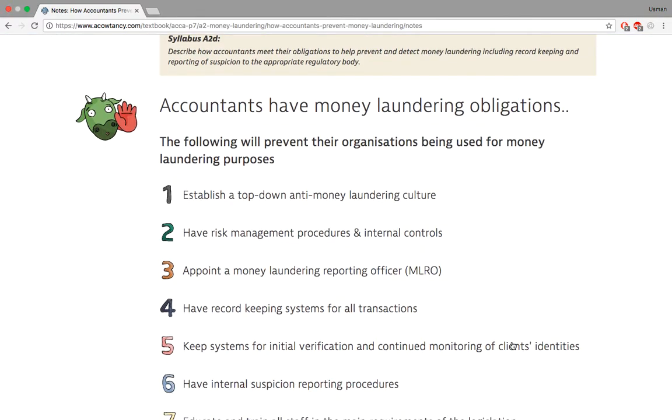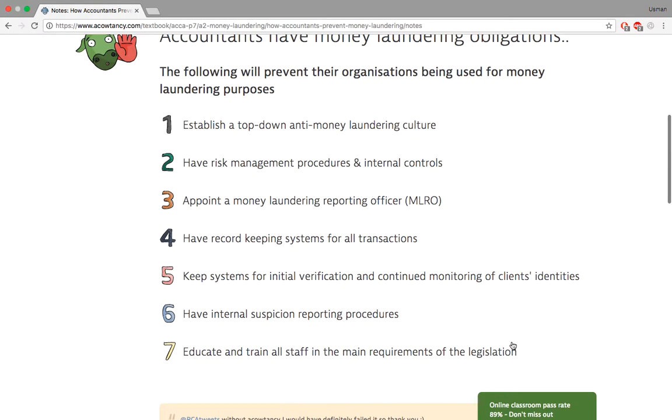Accountants do have a money laundering obligation. So these are the following things that will prevent the organization from being used for money laundering purposes. Establish a top-down anti-money laundering culture. From the top, the CEO of the company himself should not launder money and should try to give awareness to all the people around him not to launder money. And it keeps going down, right?